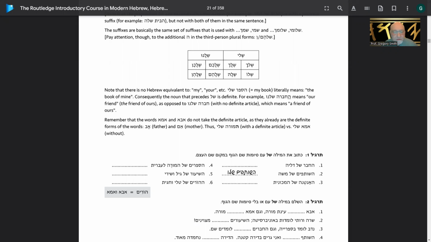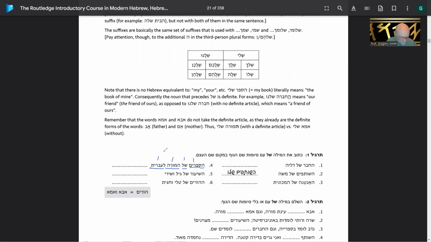Okay, let's go to number 4. Hasefarim shel Hamorah. So let's see, the books belonging to the teacher le'ivrit. Okay. This looks like it's in Hebrew, but let me double check that. Hasefarim shel Hamoreh Le'ivrit. Yeah, the books of the Hebrew teacher.